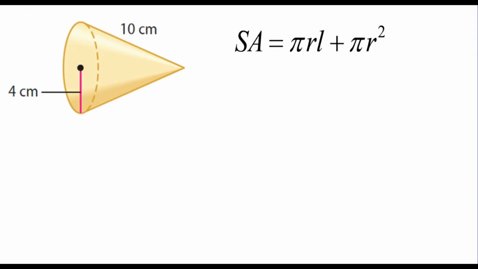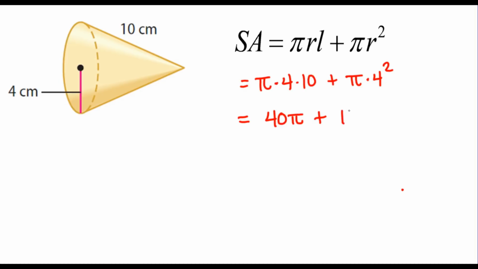So let's give it a shot on this one. What's the surface area of this cone? And that's going to be pi rl plus pi r squared. So the lateral surface area is going to be pi times 4 times 10 plus the area of the base, pi times 4 squared. And pi times 4 times 10 is going to give me 40 pi plus 16 pi. 4 squared is 16. And then again, I'm going to combine those to give me 56 pi.